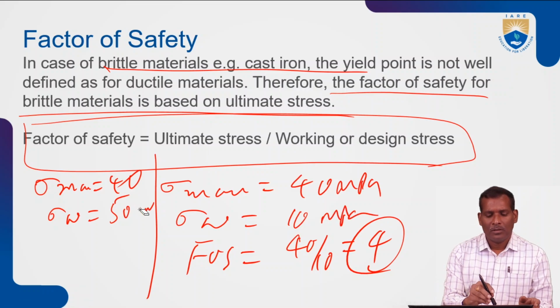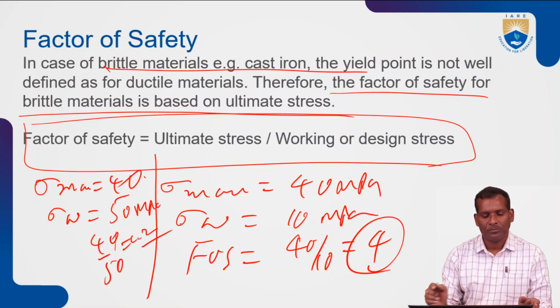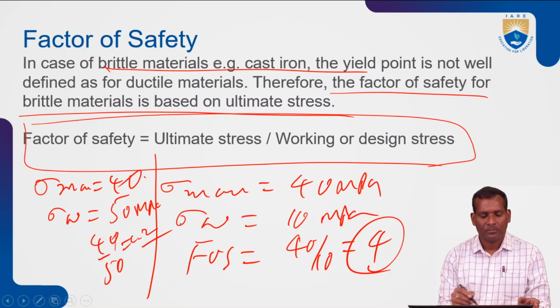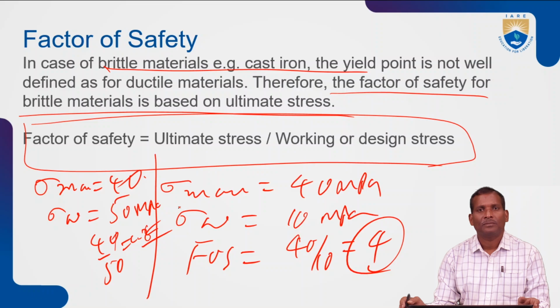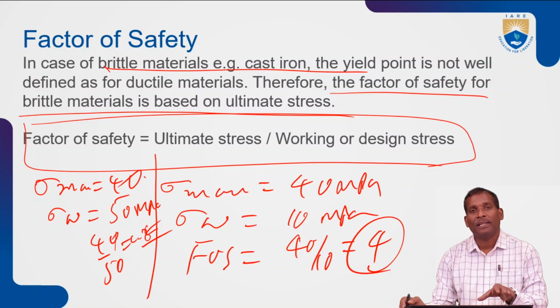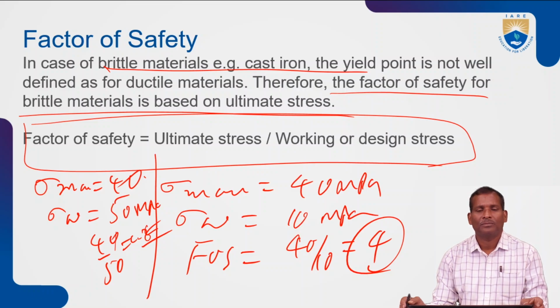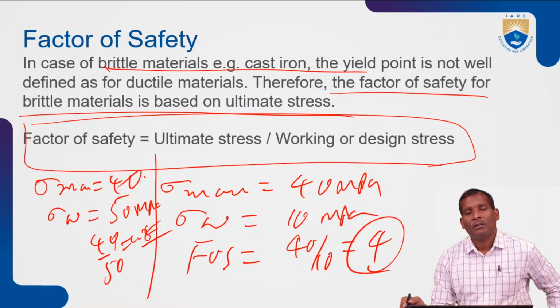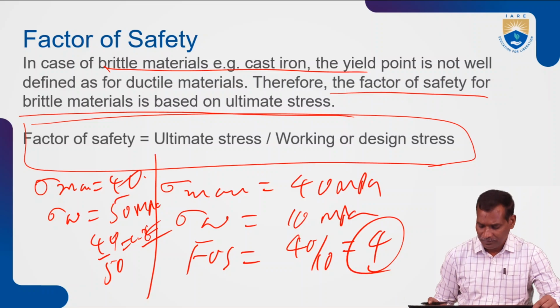So, what is the factor of safety here? 40 by 50, 0.2, 0.8. So it is very much less than 1, and it is not a safe design. Why? Because the factor of safety should always be greater than 1. So remember this while designing the component.